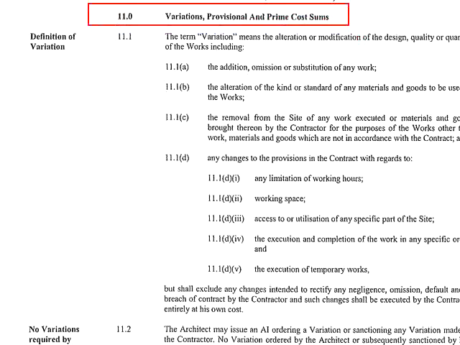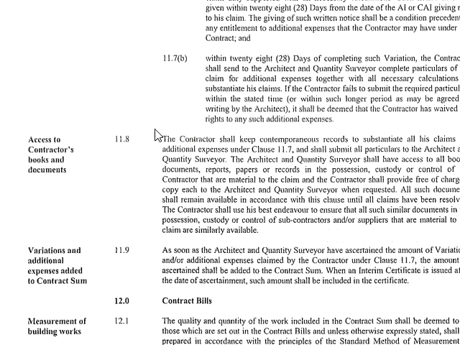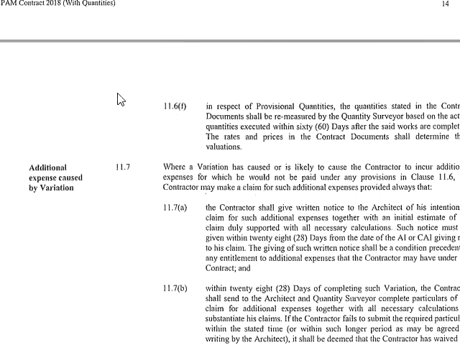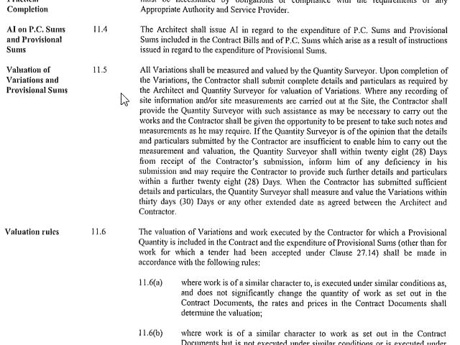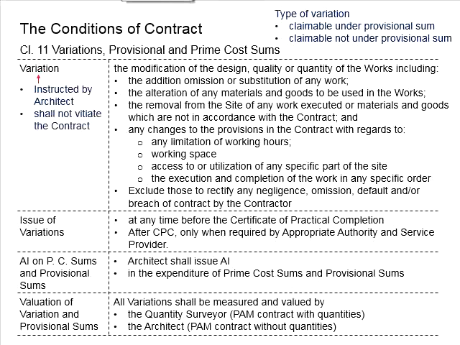Clause 11. Variations, Provisionals and Prime Cost Sums. This clause is a bit long. There are 9 subclauses. Within some subclauses, there are components, breakdowns for the subclauses. This clause discusses mainly on the variations, the provisional sum, as well as the prime cost sum.